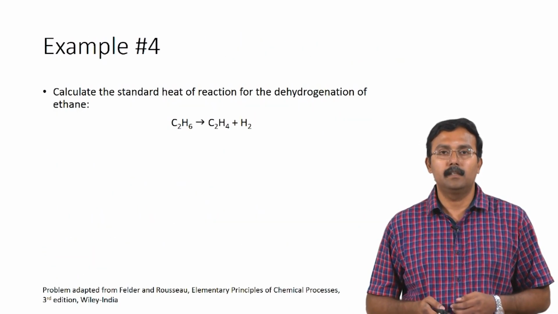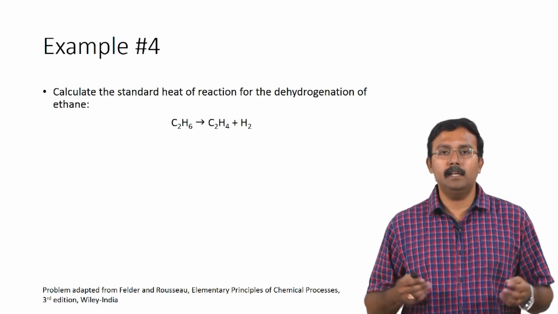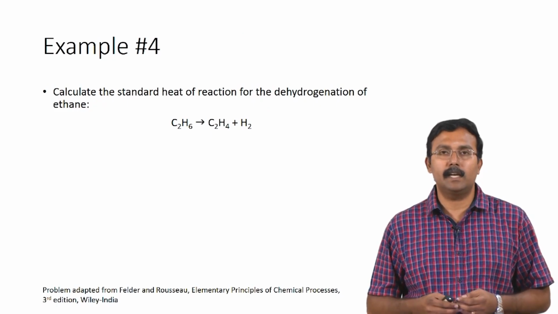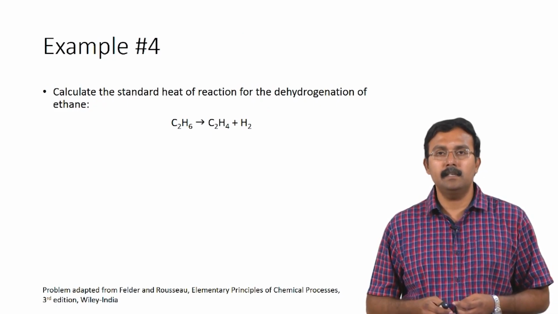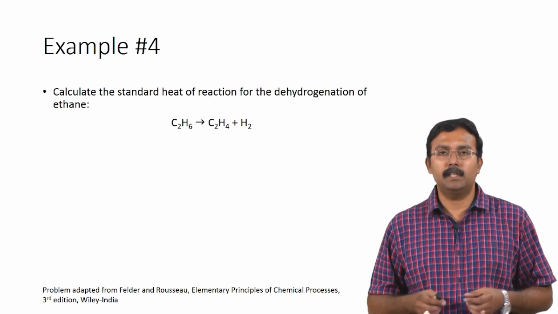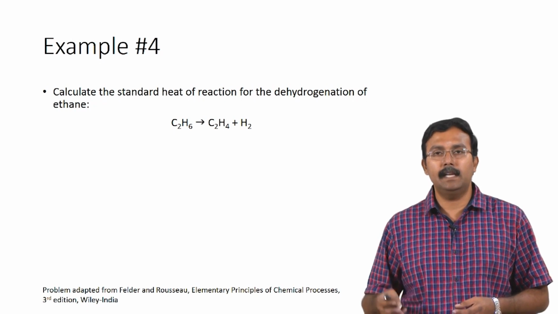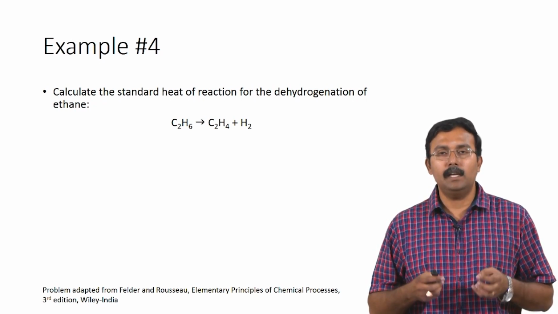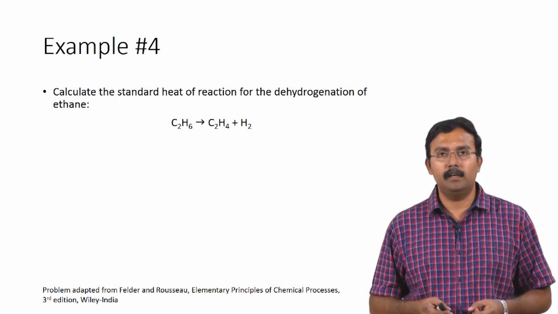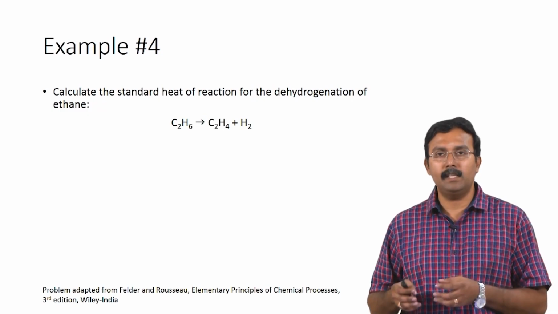So here is one example problem where we have to calculate the heat of reaction for a dehydrogenation reaction. Ethane becomes ethylene and hydrogen, and the heat of reaction for this has to be calculated using the heat of combustion for ethane, ethylene and hydrogen. So combustion reactions can actually be used here. Let us see how it would be done. We can use the equation directly and we will also verify if it obeys Hess's law.